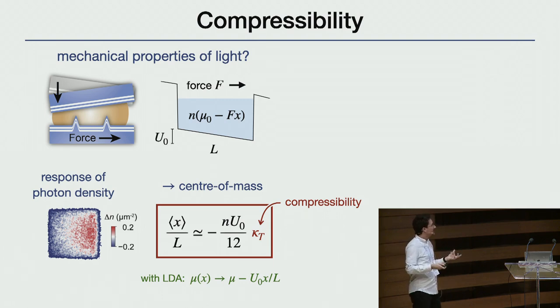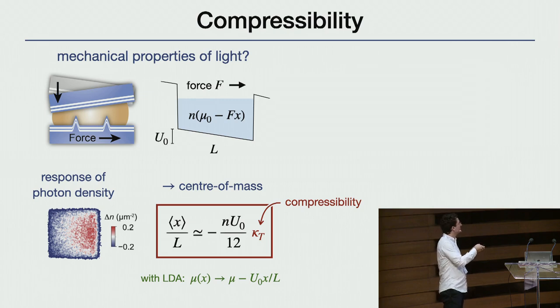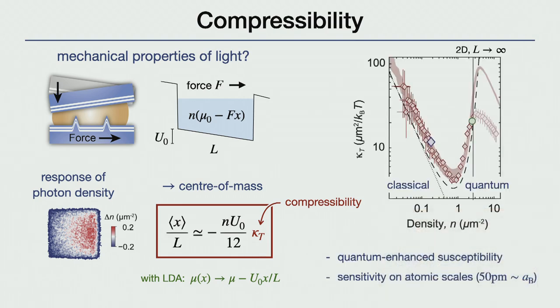And from the center of mass, we can do more. We can actually extract the compressibility. You can see here that it scales with the U_0 value, so the strength of your applied gradient, and also with the compressibility of the gas. Now doing this for various different densities, we obtain the compressibility of this ideal gas, or nearly ideal gas. I want to separate this plot into a classical and a quantum region. In this classical region at low densities, you at first see that the compressibility drops. It essentially follows an ideal gas law. It becomes harder and harder to compress as you have more and more particles in the system.